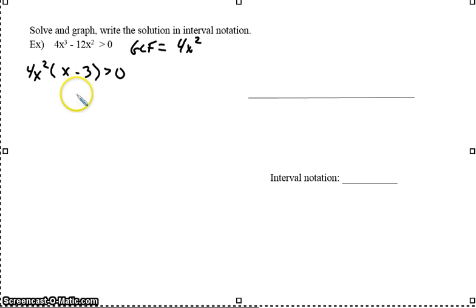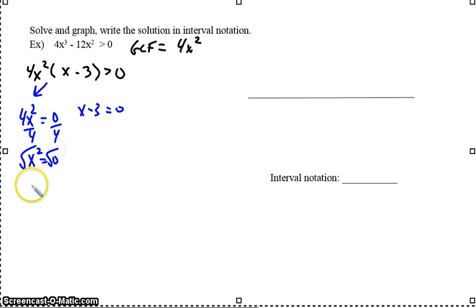So if I factor this out, and now my problem is greater than 0, so I can actually set both parts of this problem, the 4x squared, I can set that greater than 0. Actually, I want to set that equal to 0. And I want to set the x minus 3 equal to 0 also. So I'm going to end up getting, if I divide by 4 and take the square root, I end up getting 0. And if I add 3 here, I'm going to get x equals 3.